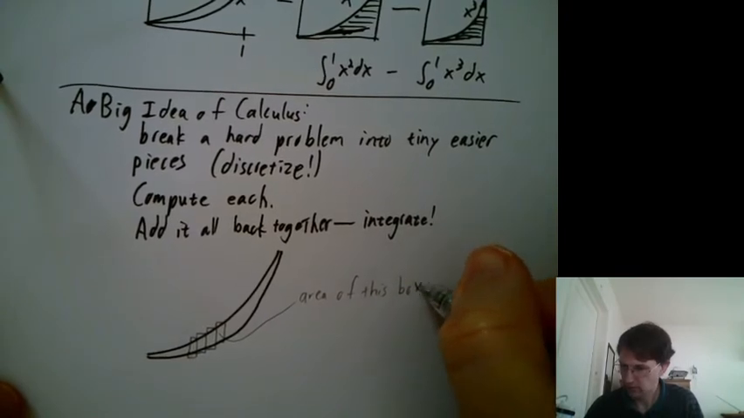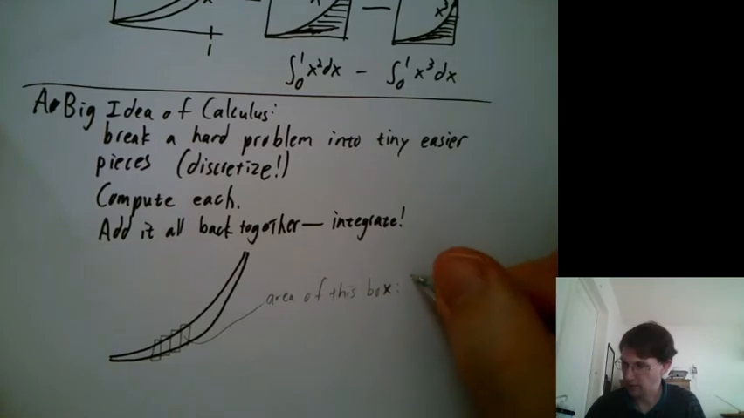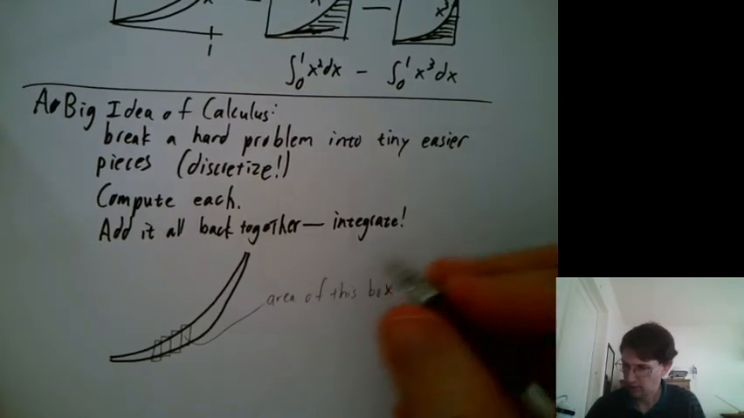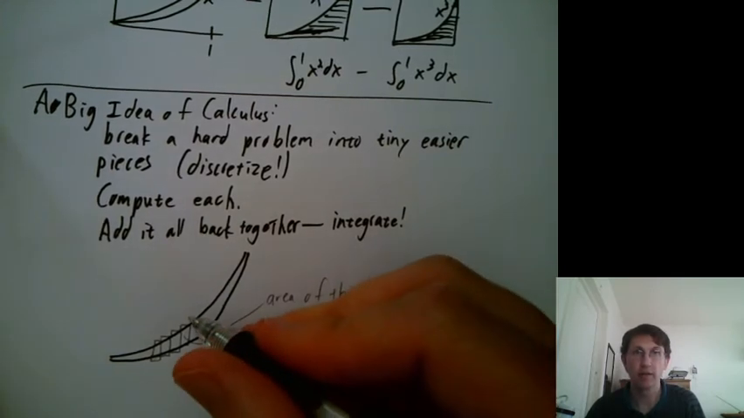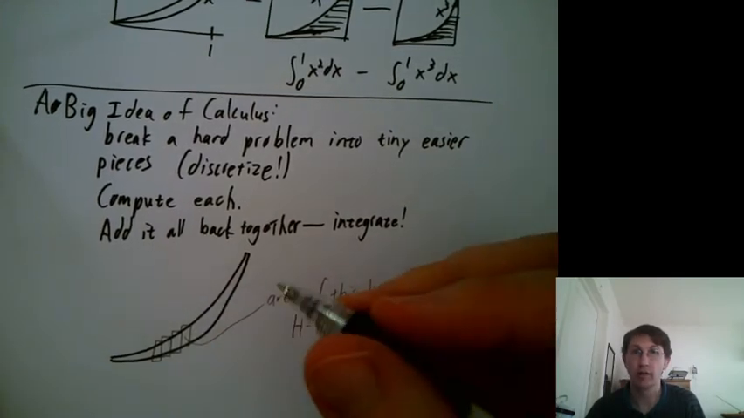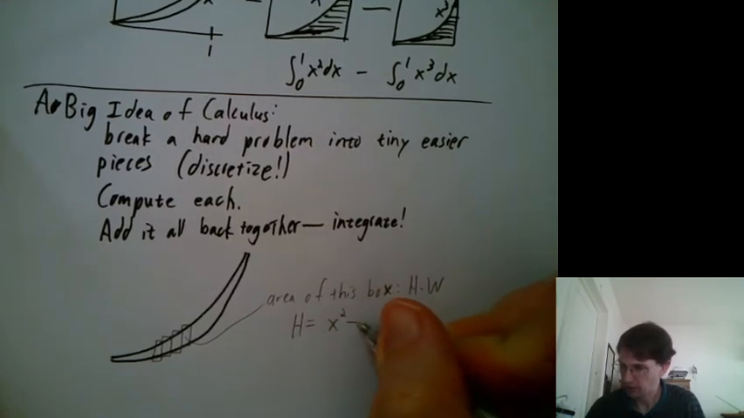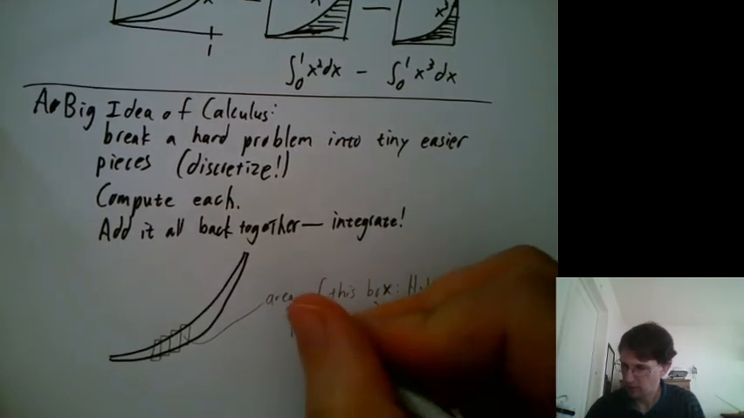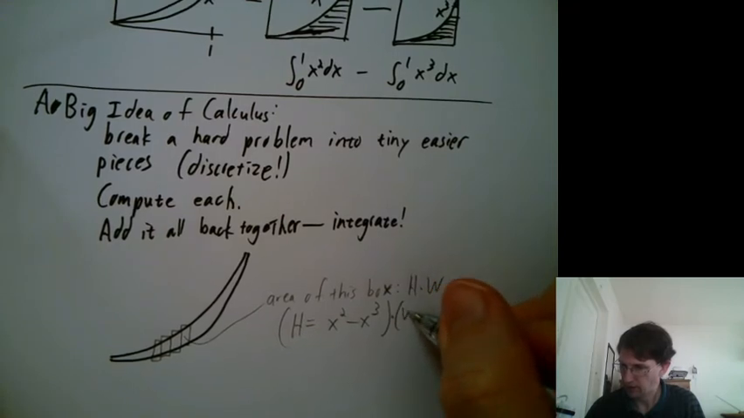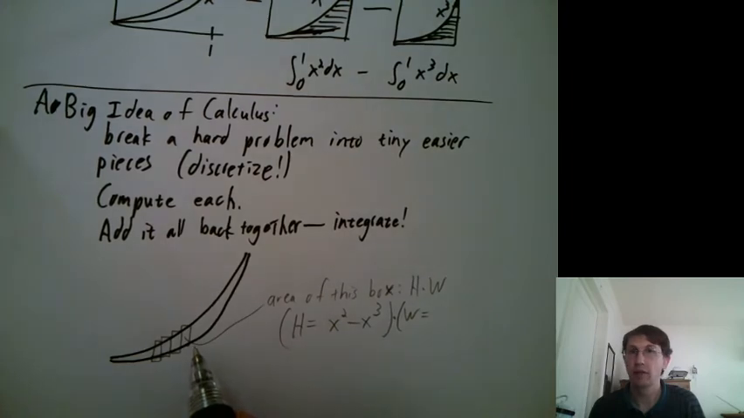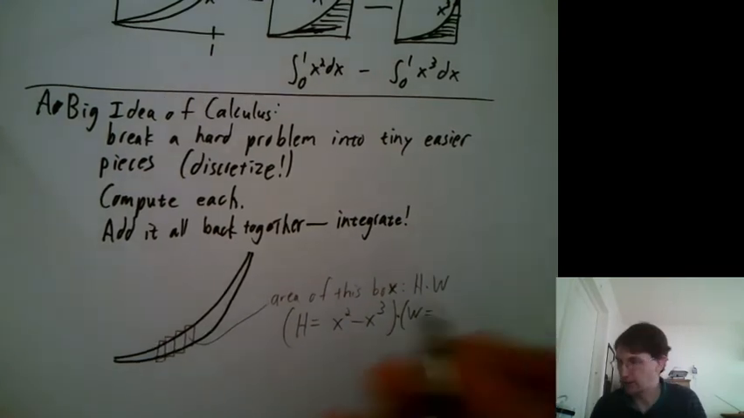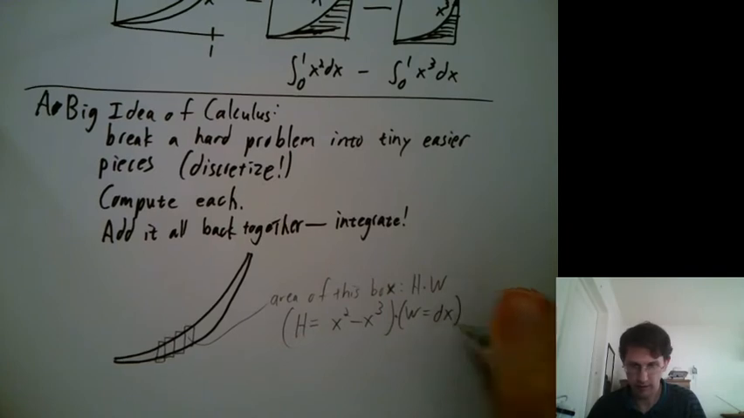Well, the area of any box is what? Height times width. What's the height? Well, it's the difference between the upper curve and lower curve. So that would be x squared minus x cubed times the width. Well, how skinny should we say that box is? When we were doing integrals, we started with delta x usually, and then we let delta x go to 0, and then we said we'll call that dx. So we'll just call it dx here.